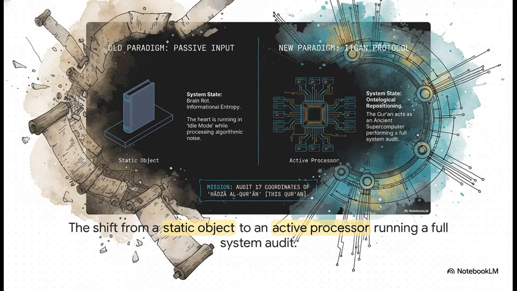And this image just nails that shift perfectly. On the left, you've got the old paradigm, a book in idle mode, a passive input. But on the right, you have the new paradigm, an active processor running a full system audit. It's the difference between a paper manual and a running application.